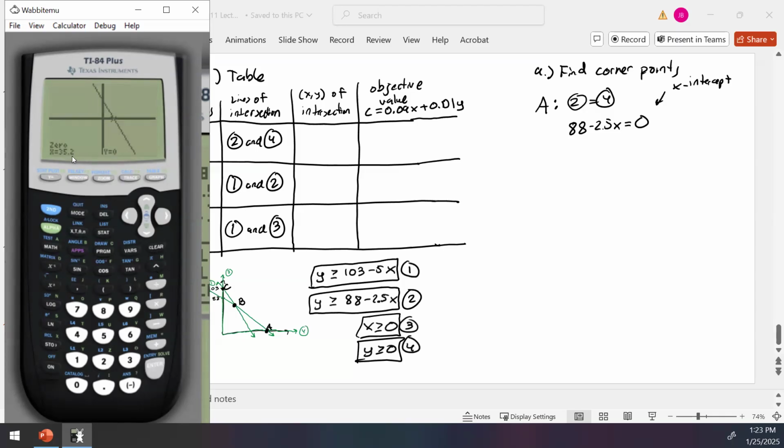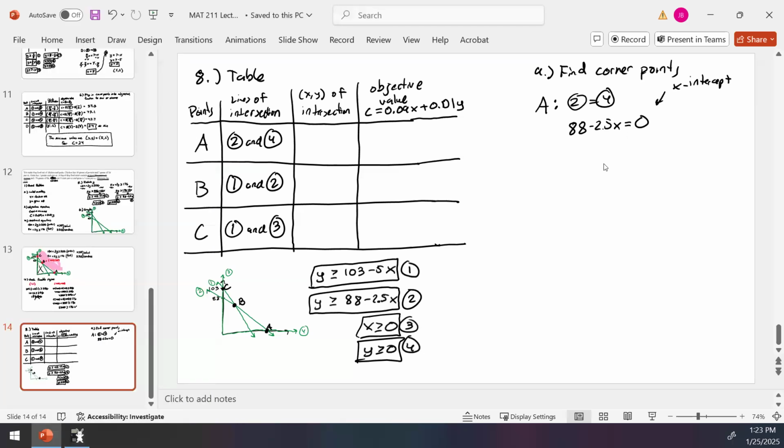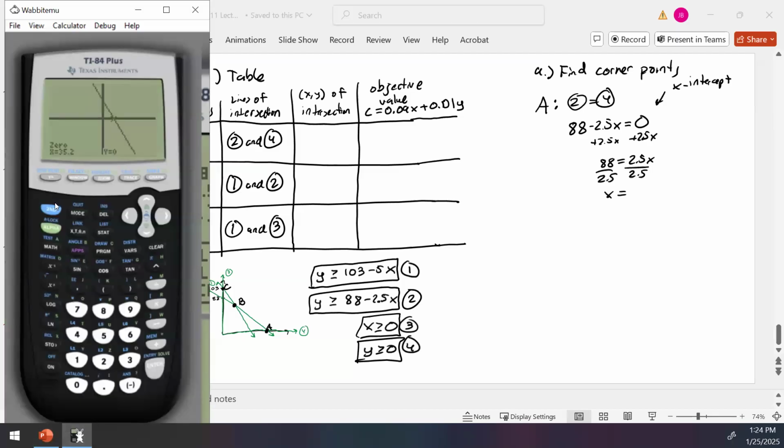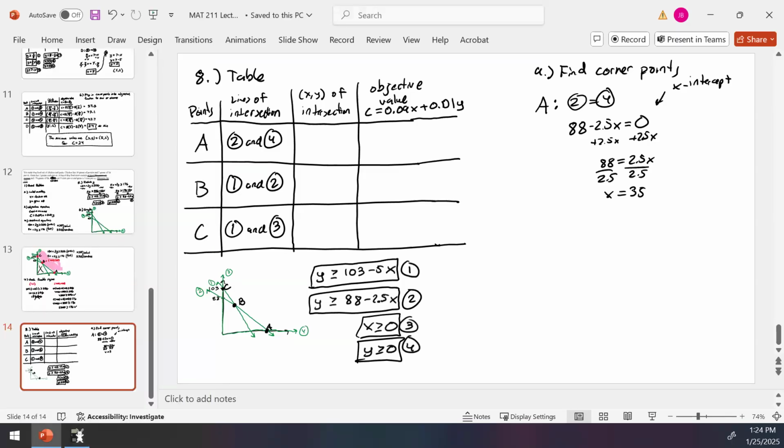Again, you don't have to do it that way. You could just also solve this directly. So if I add 2.5x over, I get 88 equals 2.5x, divide over the 2.5, and then x is equal to, and again, our calculator will tell us that. So 88 divided by 2.5, 35.2. I might have said 36, but it's 35.2. So you got the same thing. So there's the x value.